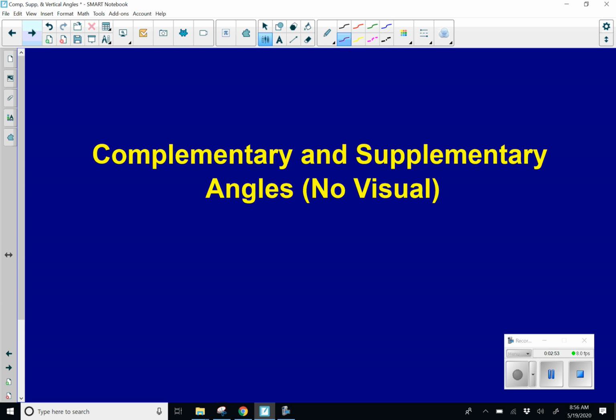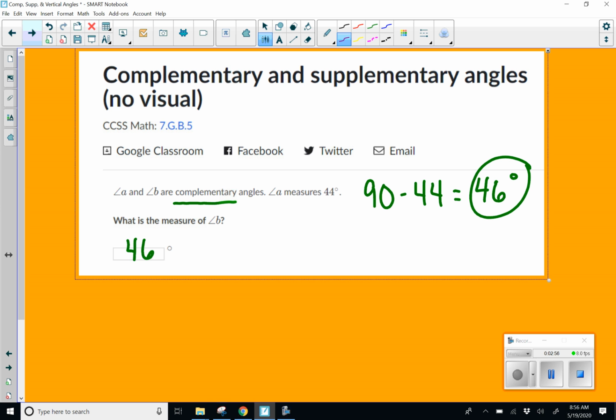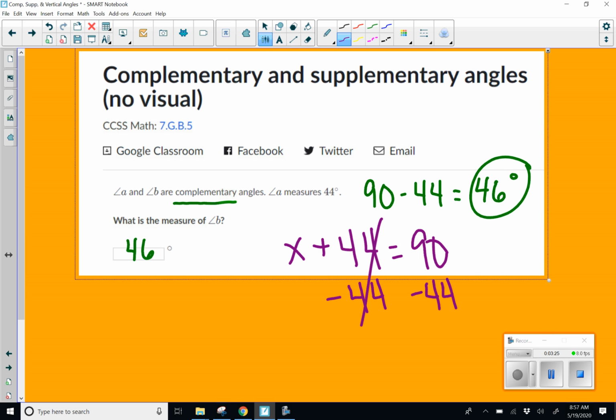So the next skill, there are no visuals. They're not going to provide you with the visual, but they are going to tell you what type of angles they are. As we can see here, it says angle A and angle B are complementary angles, and angle A measures 44 degrees. Well, we know complementary angles should equal 90 degrees. That means we have a right angle. To solve it, you can either subtract 44 from 90, or you could set it up algebraically: x plus 44 equals 90. And then to find x, we would just subtract 44 on both sides. That gives us x equals 46 degrees.